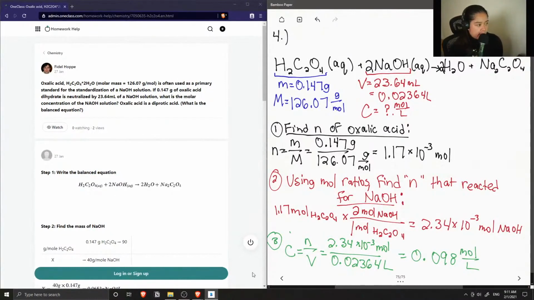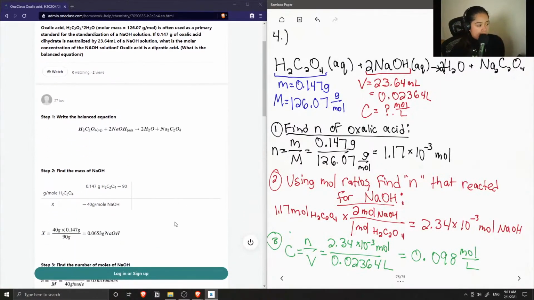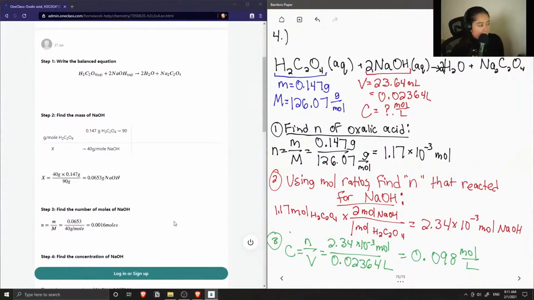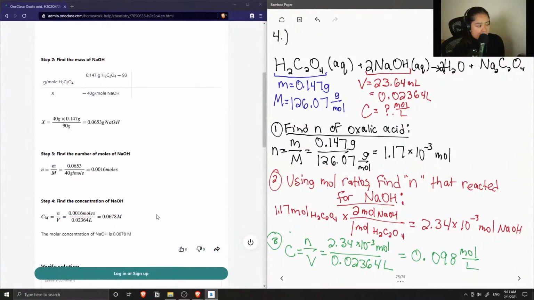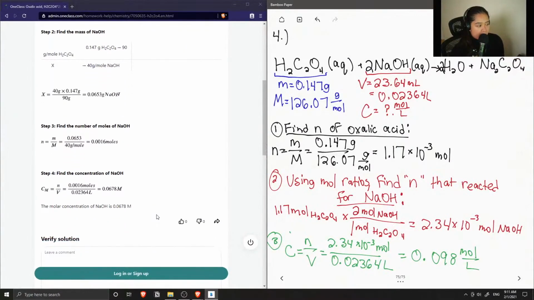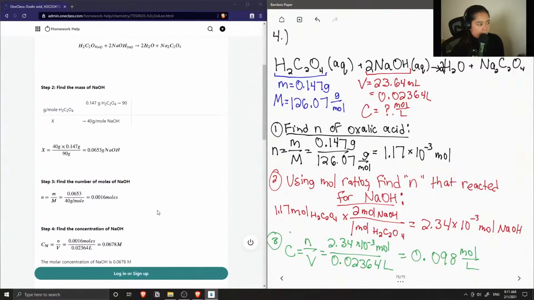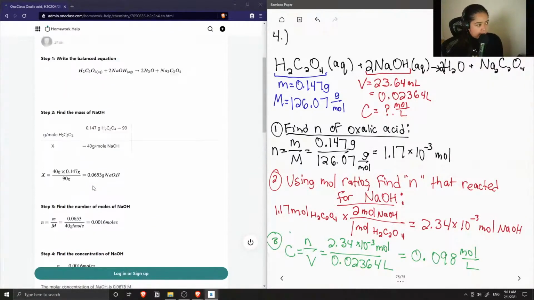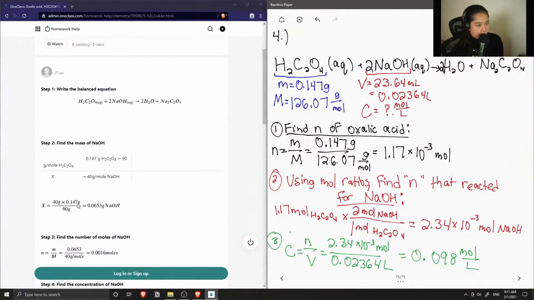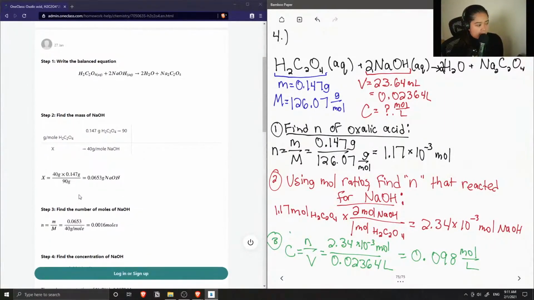Okay, so now let's see what the junior tutor said. They wrote out the balanced equation, and they just found the mass of sodium hydroxide instead. This is another way of doing it. And then converted that to moles. So 40. Yeah, so it looks like they just multiplied.